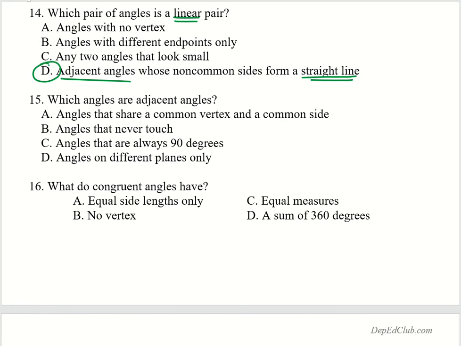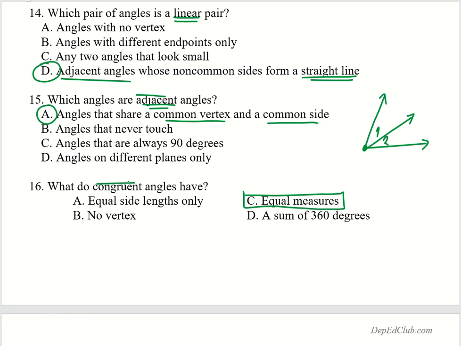So letter D. 15, which angles are adjacent angles? When you say adjacent, it has a common vertex and a common side. In short, magkatabing angle po. For example, angle 1 and angle 2, that is adjacent. Letter A. 16, what do congruent angles have? For number 16, equal measures. When you say congruent, it means equal.